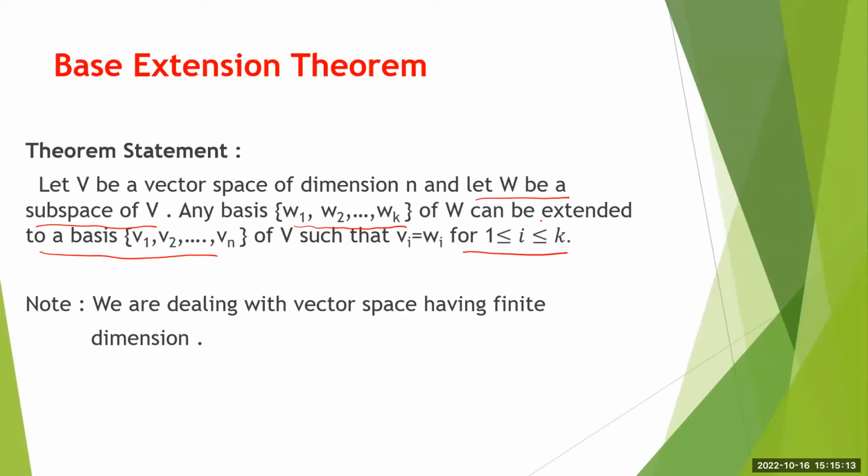So my subspace W consists of all these elements in its basis. Including these elements, I can add some more vectors to this, and I can get the basis of vector space V. Here we are noting that we are considering all the vector spaces which are having finite dimensions only. We are not looking at the cases where V has infinite dimensions.